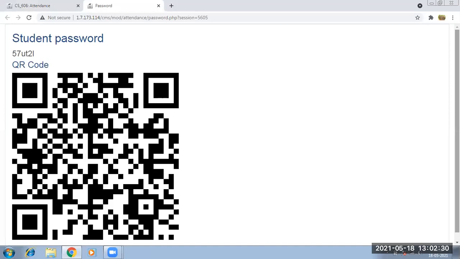Do not share this with your friends who are not present in the class, because I have got 4 to 5 people who were trying to mark, or trying to enter, after 30 minutes of the class has passed. So please do not help them, because this is not helping, this is ruining your friend's life also.